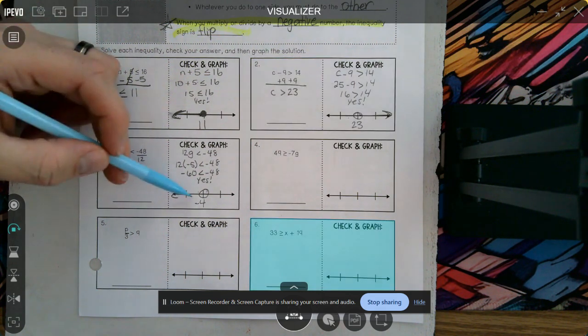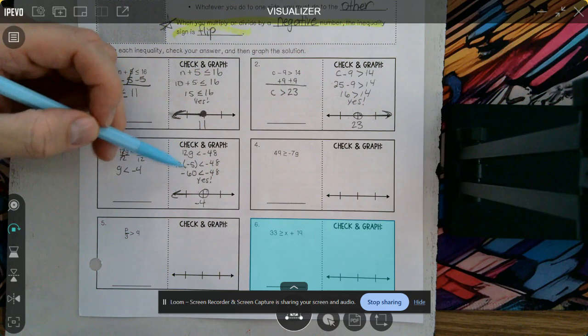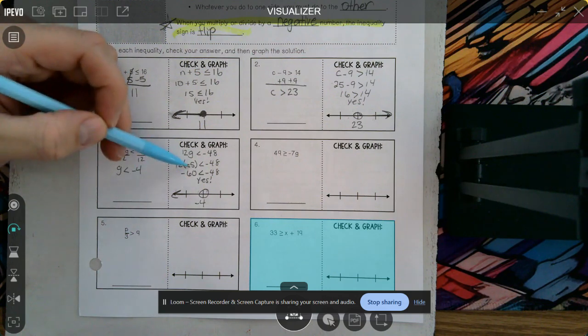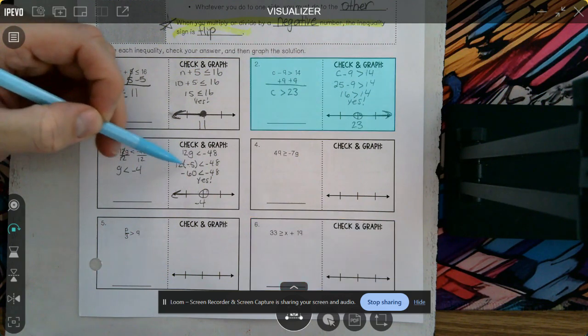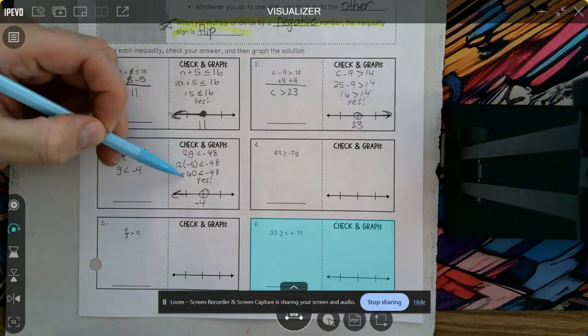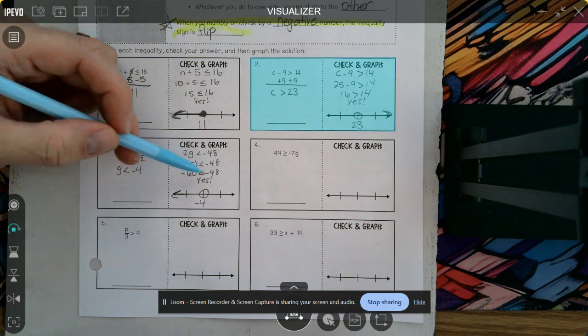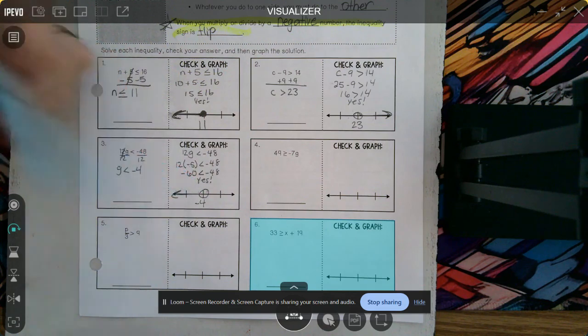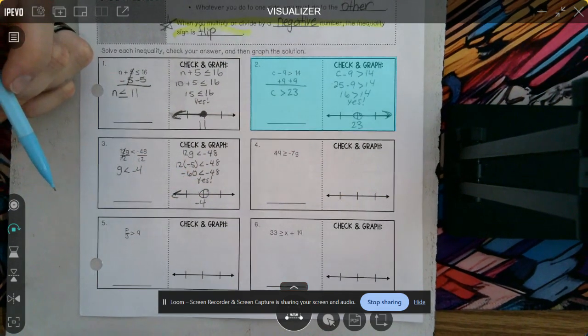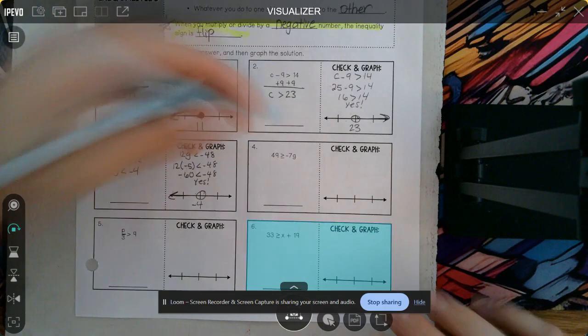Now I'm going to plug in a value that's less than negative 4. Negative 5 is what I use for G. 12 times negative 5 is negative 60. Is negative 60 less than negative 48? Yes, it is. So I know I graphed it correctly. Good job. All right, we're going to do number 4 together.